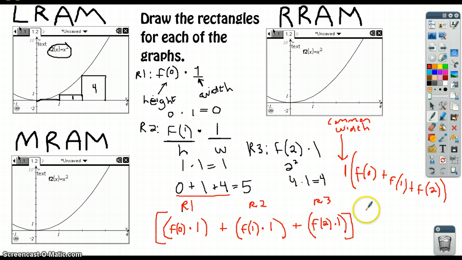So notice then it becomes a lot easier. All you got to do is find the heights of each of those rectangles, multiply by the common width, and you have all those rectangle areas added up, and you have your approximate area under the curve. Alright, so I've shown you the calculation for the left hand. Let's look at the right hand.